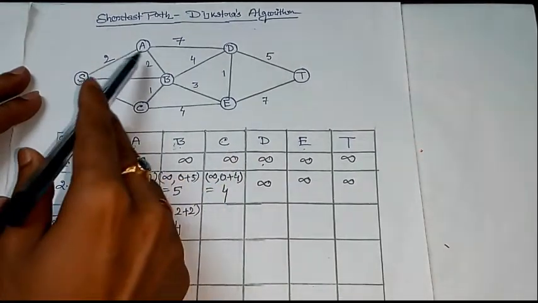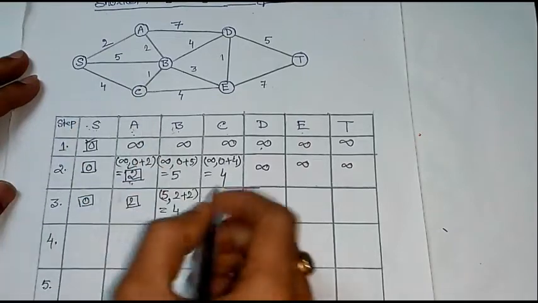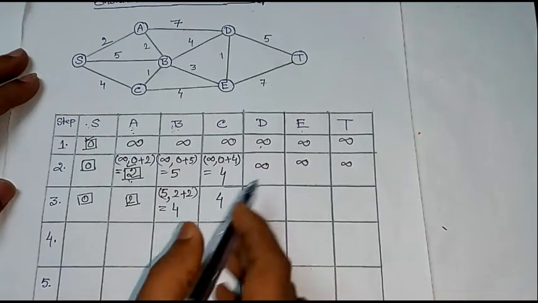Now consider C. Here you see that A and C are not adjacent to each other, so we simply put the previous value of C in this step. Consider D.